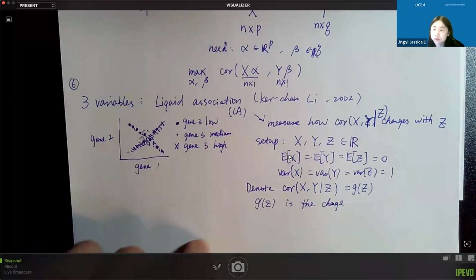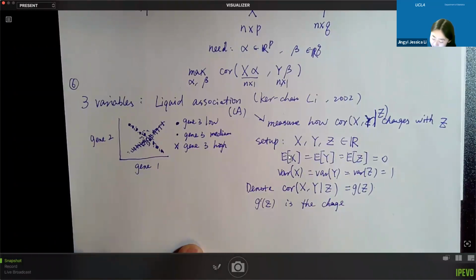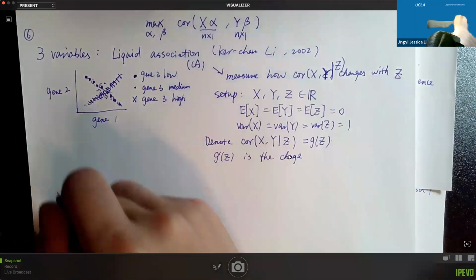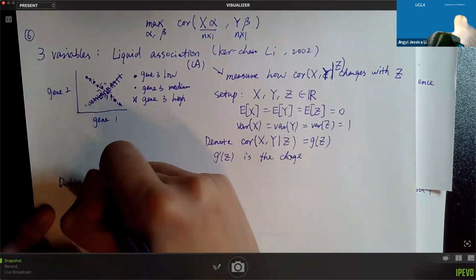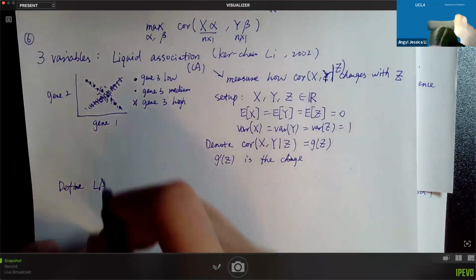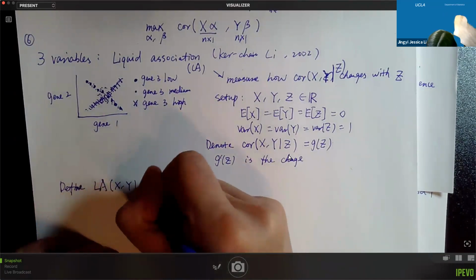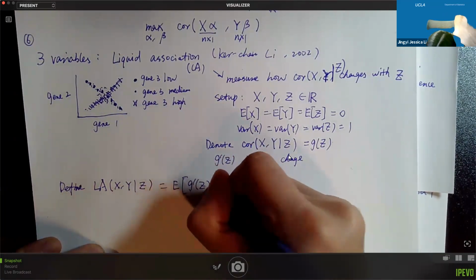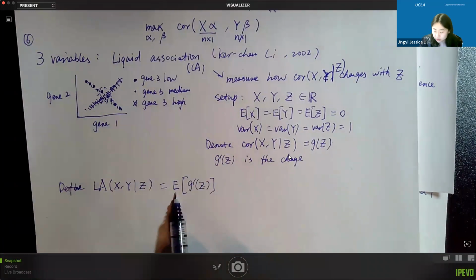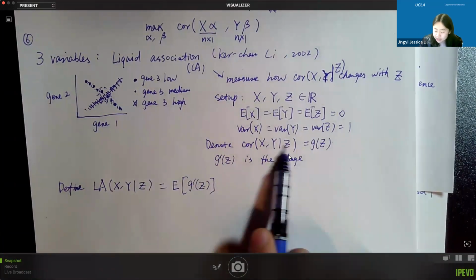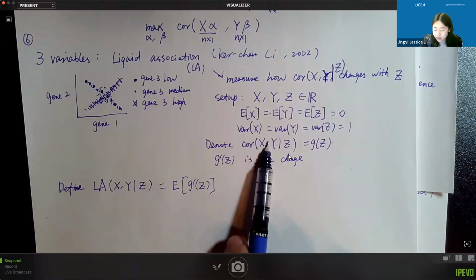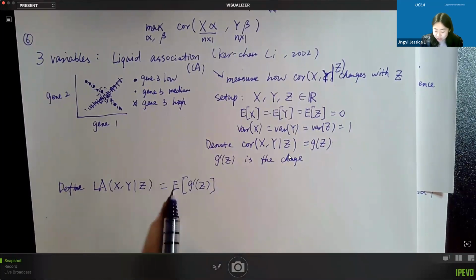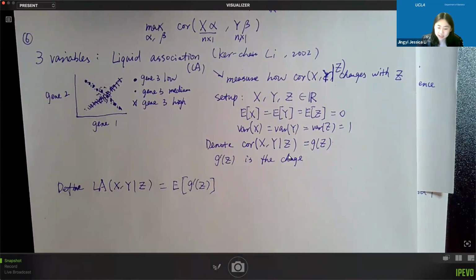But we know z itself is a random variable, right? So it makes sense to define the liquid association. He defines the liquid association, LA, and liquid means it's changing, of x and y given z as the expectation of this change, the expectation of g'(z), where z is the random variable in the expectation. So g already took care of x and y. It's about the correlation. So x and y are gone, and we're left with z. Now, given g'(z) as the change, we take expectation. So z is gone, and we get a quantity that's no longer random.